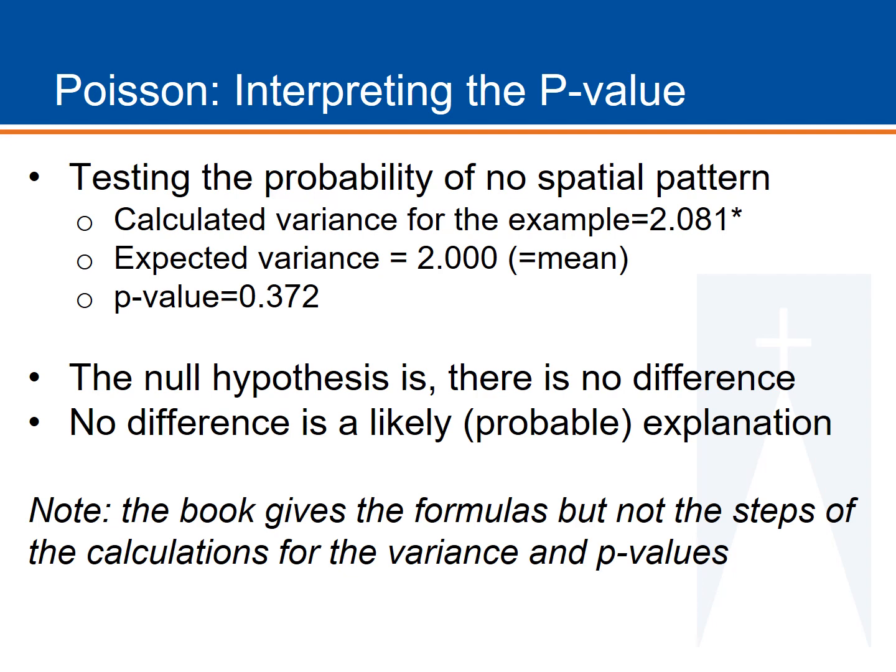Specifically, the chi-square test is testing whether the variance seen, in this case a calculation based on the formula in the book, came to the result of 2.081 as reported in the book. This is not different from what is expected, the mean of 2.00. The null hypothesis is no difference, and the probability, or the p-value, of 0.372, which is given in the book, indicates no difference is a likely or probable explanation.